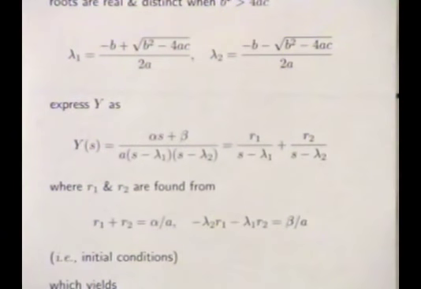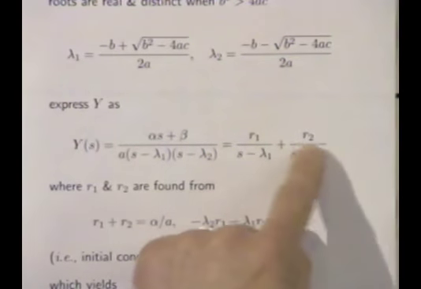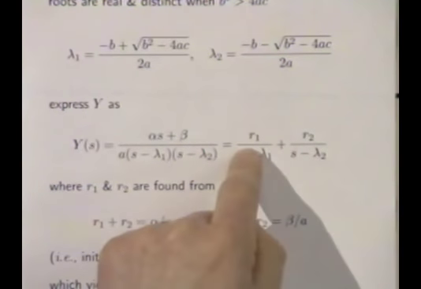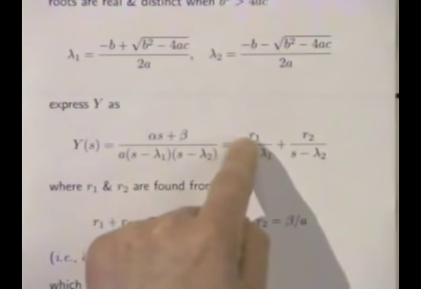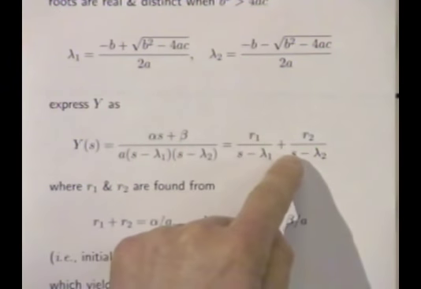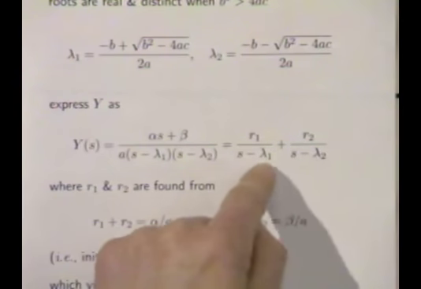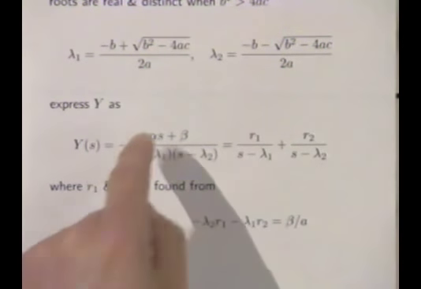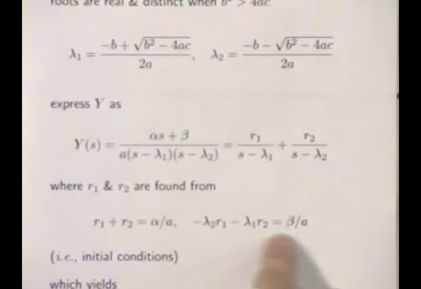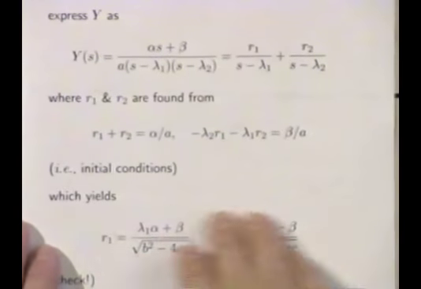And if you work out the details here, like, for example, if you just put these two terms on a common denominator, you'll get something where in the numerator you get r1s minus r1 lambda 2 plus r2s minus r2 lambda 1. And then that's got to equal that. And so these are these two equations here. And in fact, you just get these formulas here.